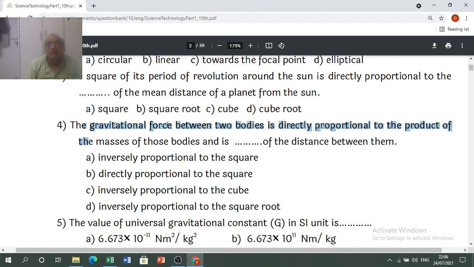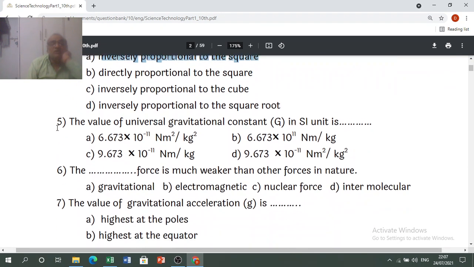The gravitational force between two bodies is directly proportional to the product of masses of the bodies. That is, F is directly proportional to product of M1 into M2, that is mass of bodies, and inversely proportional to the square of the distance between them. Inversely proportional to the square, that is option is A.